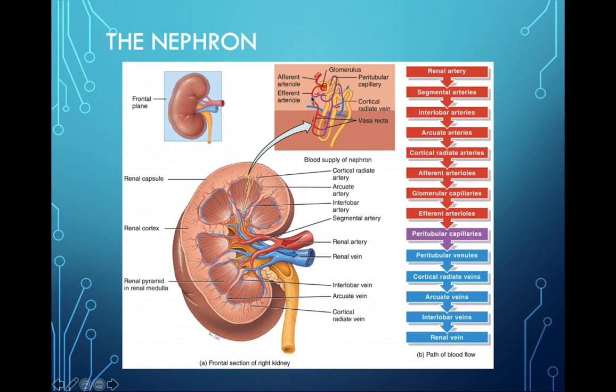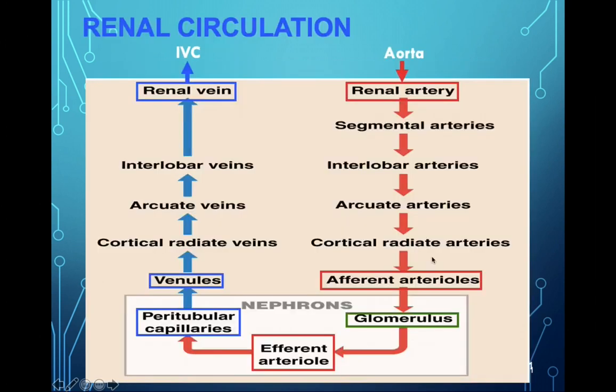Then you have an efferent arteriole leading the blood out, and then it leads into the peritubular capillaries, then into the peritubular veins, and then the similar structures, instead of the arterial side, are on the venous side: the cortical radiate vein, arcuate vein, interlobar vein, renal vein, into the inferior vena cava.